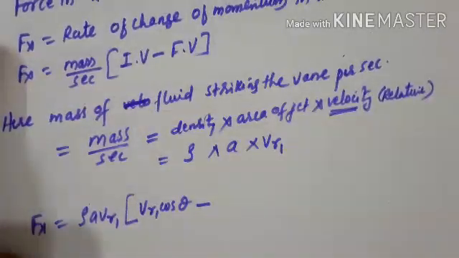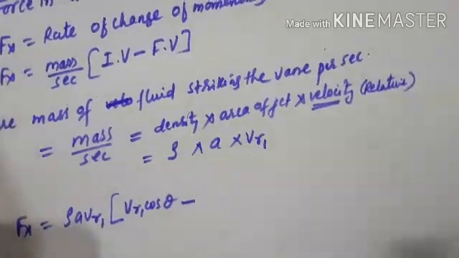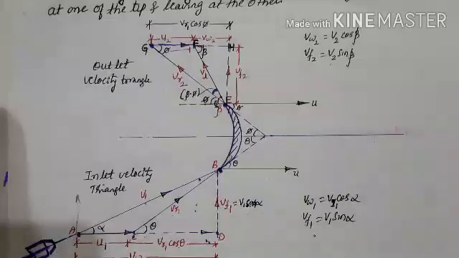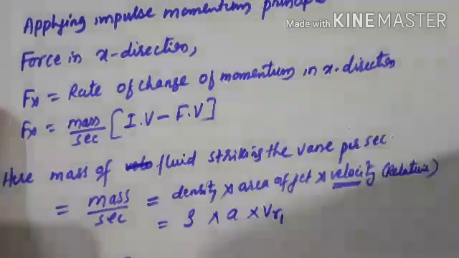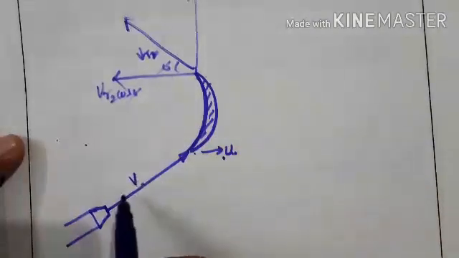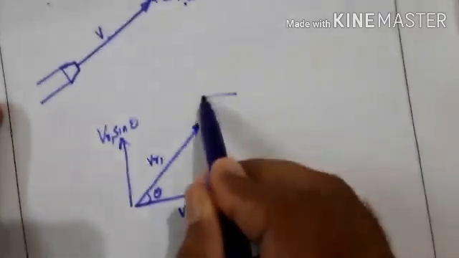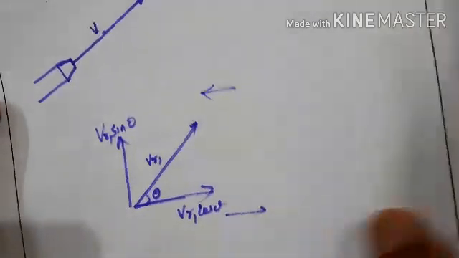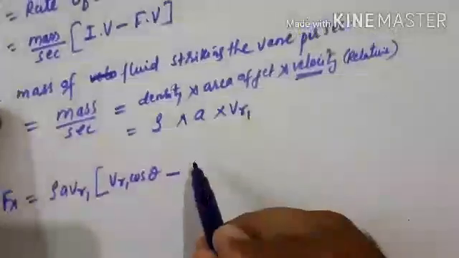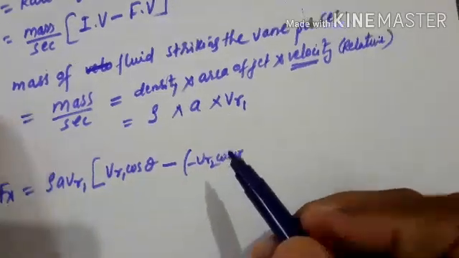Then you write the final velocity as minus, again this is opposite to the direction of the incoming jet. The incoming jet is in this direction, and the jet is leaving in the opposite direction. So you have to write minus of minus VR2 cos pi.